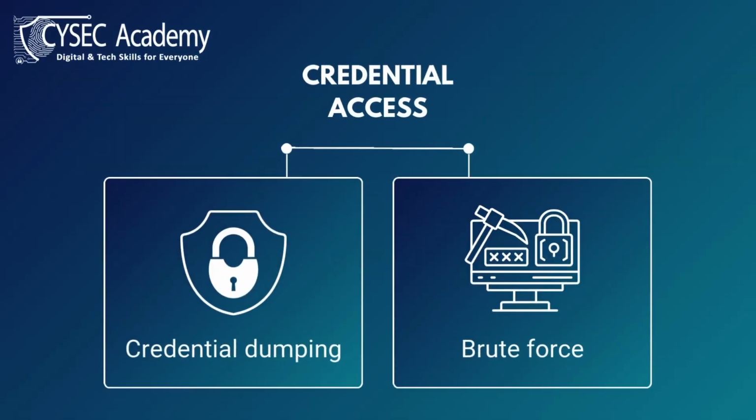Credential access. This is where an attacker tries to grab the keys that unlock the rest of the environment. They look for any way to obtain valid credentials so they can blend in and move deeper without getting flagged. Under this, the main methods are credential dumping and brute forcing. Let's take a look at them.